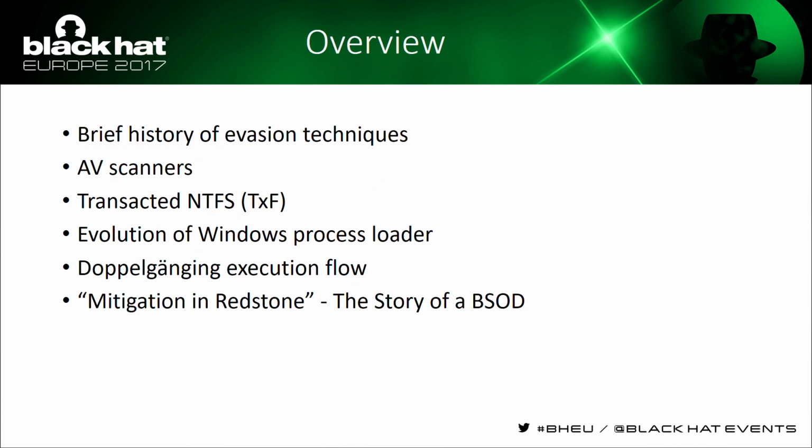Today we're going to be talking about Process Doppelgänging, which is a new evasion method for Windows. The flow of the talk is going to be that we're going to start off by briefly covering the history of evasion techniques. We will then move on to speak about AV scanners and all the different considerations one must take into account when developing such scanners, at which point we'll move on to NTFS transactions and a thorough investigation of the evolution of the Windows process loader. Finally, we will overview the doppelganging execution flow, and then we'll see the mitigation in Redstone, the story of a blue screen we ran into while conducting this research.